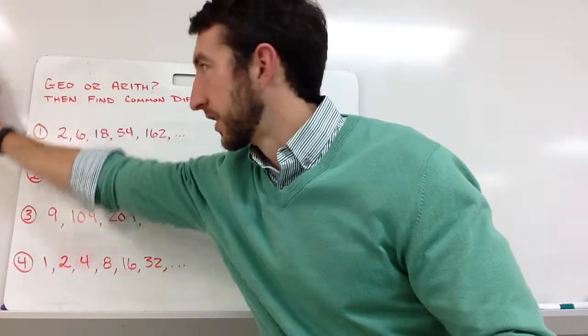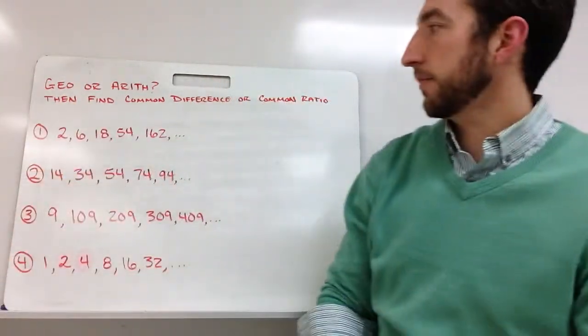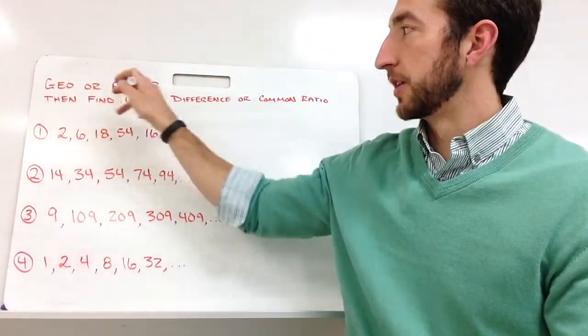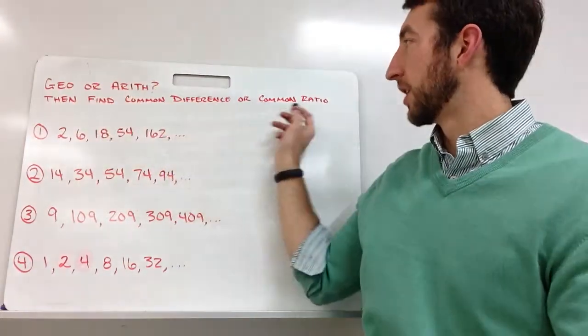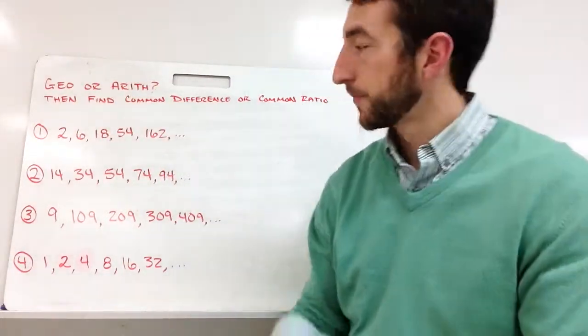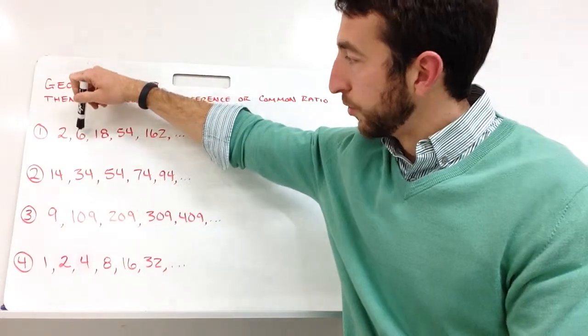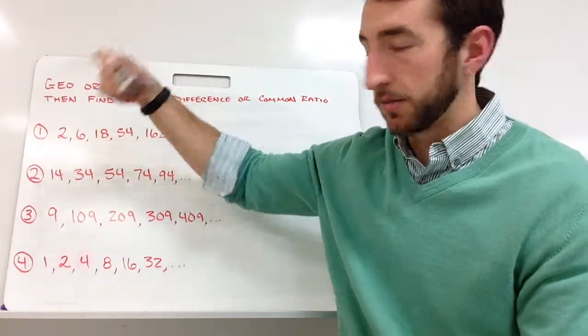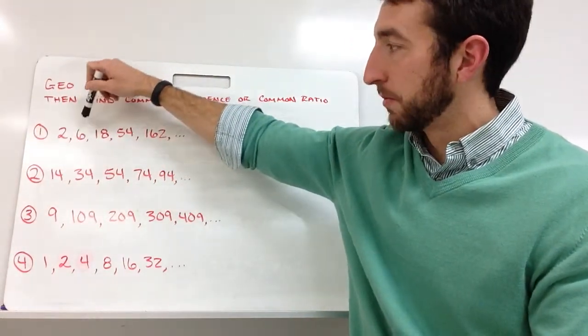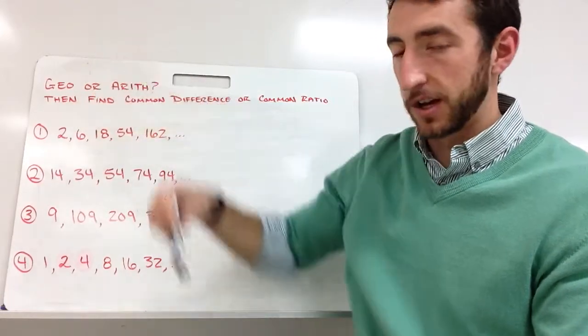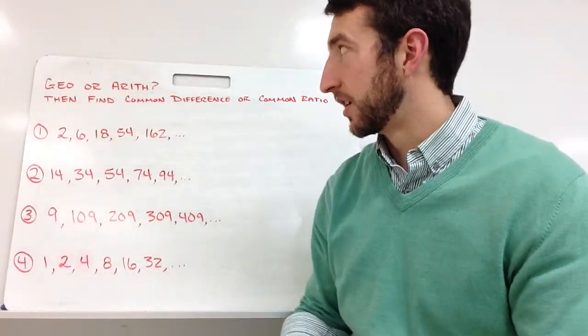So let's do a few more examples of that. So looking here, I want to figure out whether it's geometric or arithmetic. Then I'm going to find the common difference or the common ratio. So here, I do 6 minus 2. Gives me 4, so then I'm going to add 4 each time. 4 plus 6 is definitely not 18, so that one's not arithmetic.